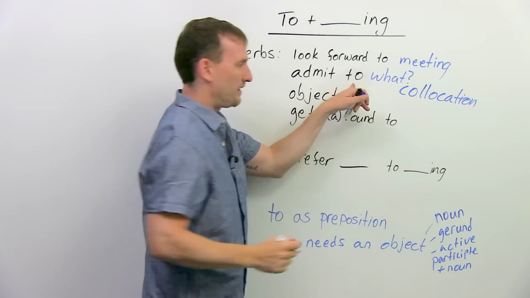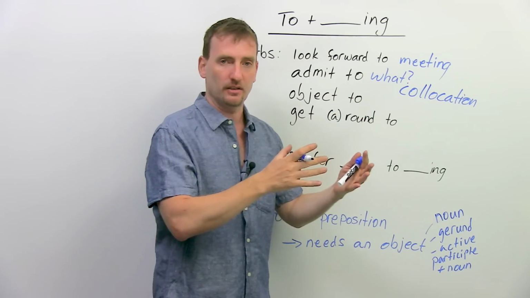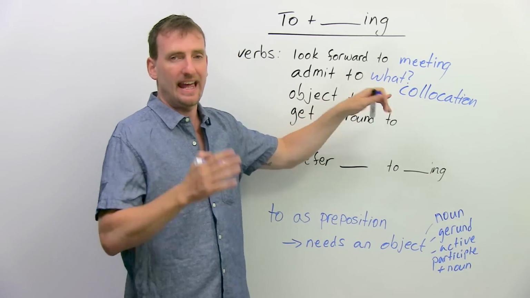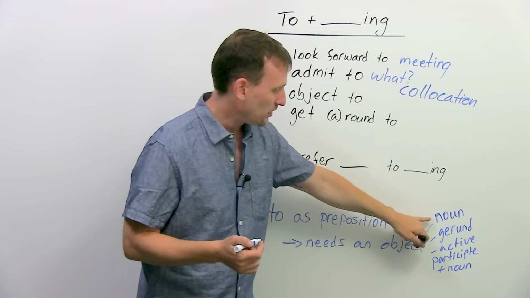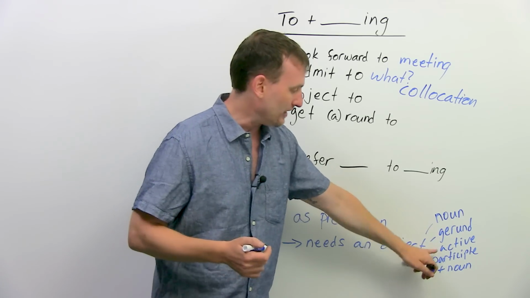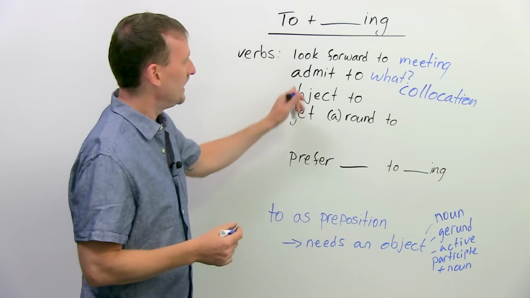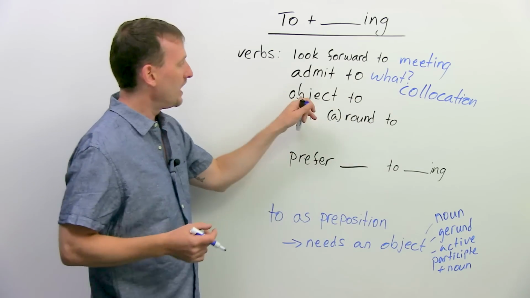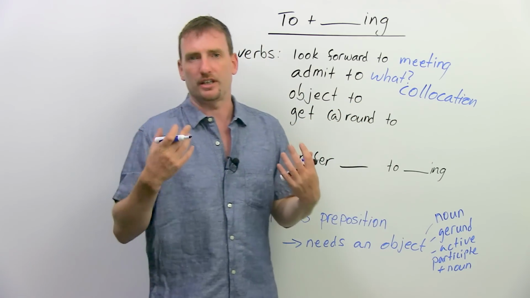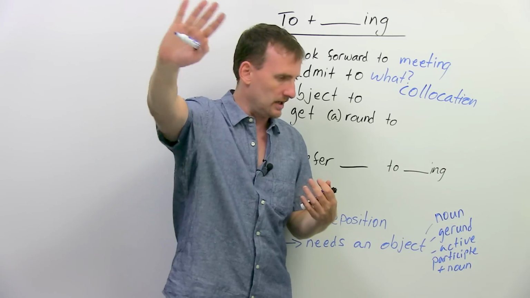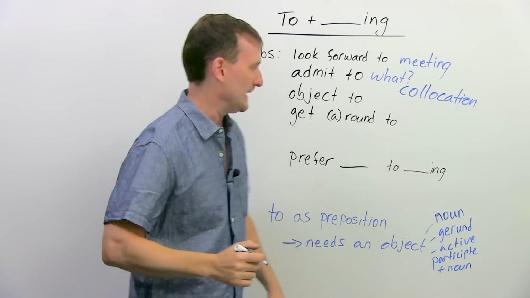Remember, the preposition needs an object, and that's what you're going to be answering when you answer the question "what". And objects in this particular case are going to be nouns or they're going to be gerunds. They can also be active participle adjectives, but I'll talk about that in a second. Admit to cheating. Object to being filmed, for example. So I'm a politician and I see a camera coming and I say, no, sorry, I object to being filmed. You can ask me questions, but don't film me, basically.